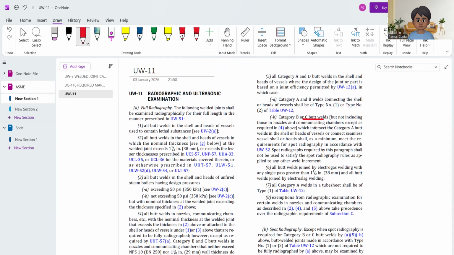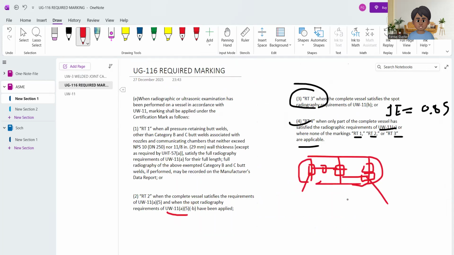Here it's written that the intersection of category A butt weld joint to the shell or head of the vessel comes, that is seamless, when the vessel or head at minimum meets the requirement of spot radiography in accordance with UW52. So if we are meeting that minimum requirement of spot radiography, we can take a joint efficiency of this head as one, and for the long seam also joint efficiency as one, in the design case, and then RT4 can be applicable in this.